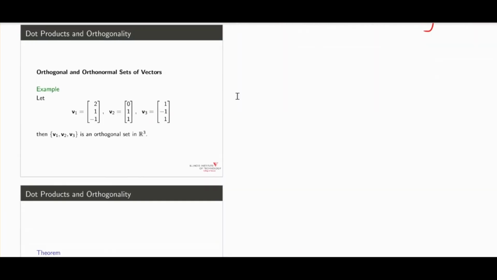And something that is not so obvious is, what about this, right? Actually, you can also see that if you take this vector, take these vectors, take the dot product, it will be 0. Take this vector, take these vectors, take the dot product, it will be 0, right? Take this vector, take the dot product, it will be 0. So again, this is also an orthogonal set in R3. So this is another example.